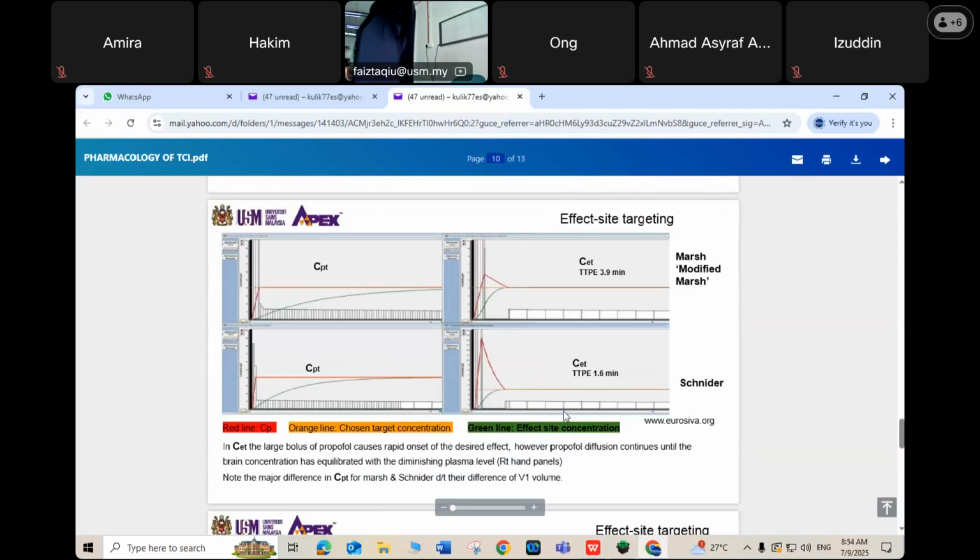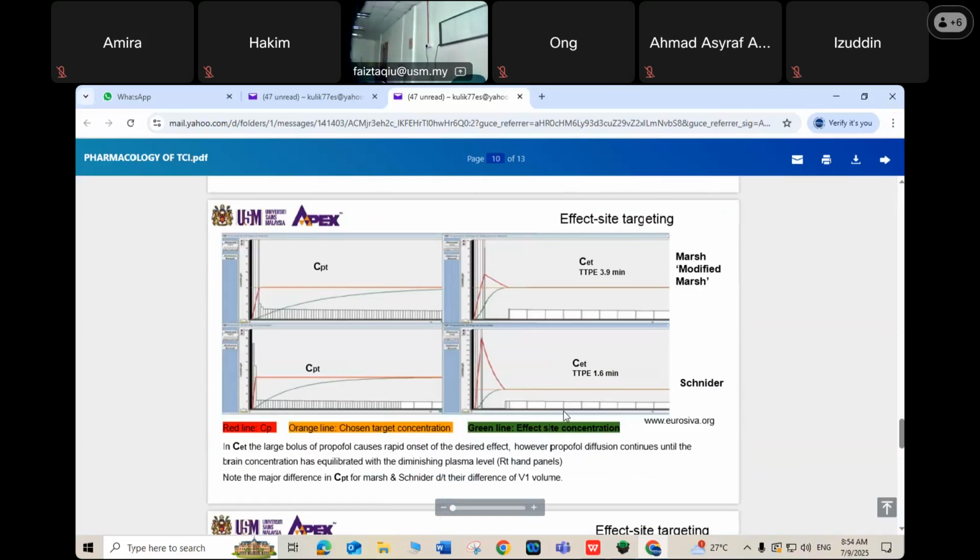Okay. Schneider pun sama behavior. Tengok tak? Dia bagi bolus kan. Lepas tu tapi bolus volume dia rendah, nampak tak? Compared to Marsh kan, nampak tak? Okay. Dia punya bar, the size of the bar, right? Because V1 dia smaller. Ya, Schneider V1 dia smaller. Okay. So, nampak tak? Dia punya naik tu sangat-sangat slow kan? Because the effect site follows the plasma passively. Kita tak buat apa-apa pun untuk manipulate.